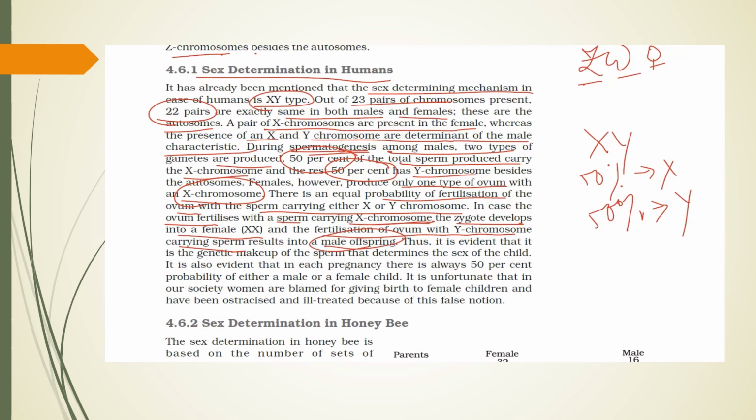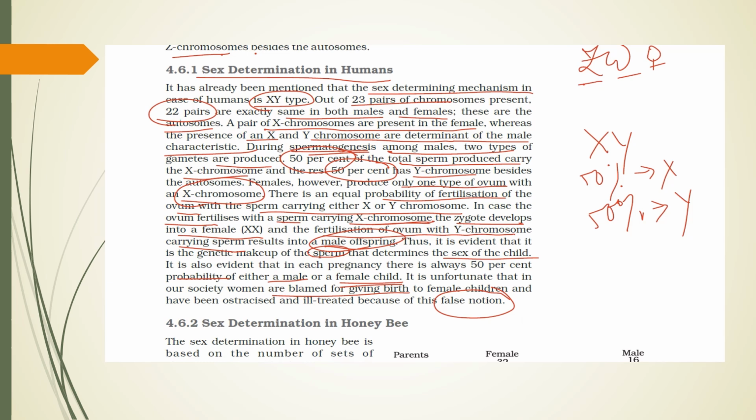So we can say that it is the genetic makeup of the sperm only which determines the sex of the child. And it is also evident there is a 50% chance or probability of a male child and 50% of a female child. So you can't predict whether it will be a male or a female. There are 50% chances. And just now I have told you that in our society, women are always blamed for giving birth to female children. But it's not like that, and they are ill-treated also. So it's a false notion, and we should make them aware that it is the man only who is responsible for the sex of a child.